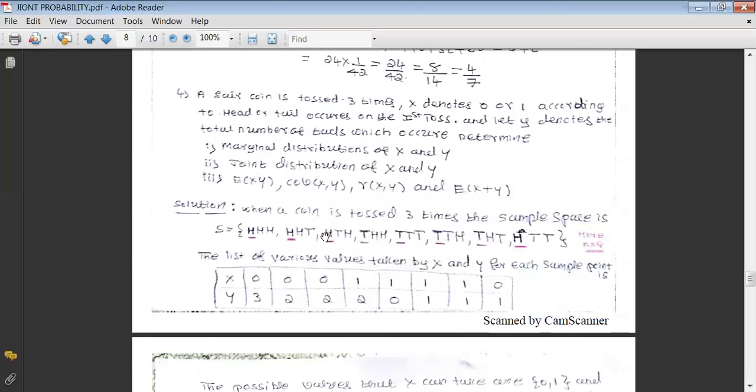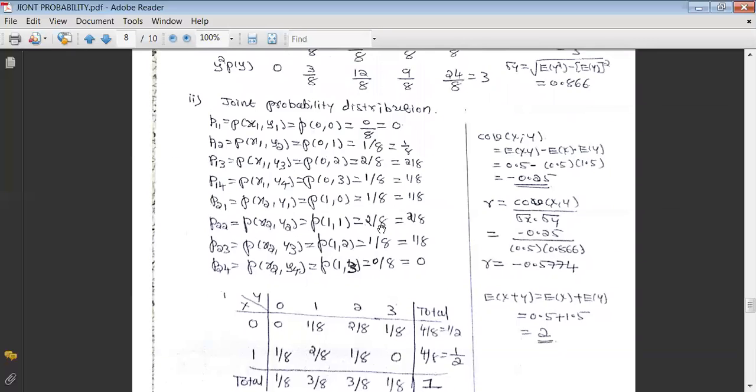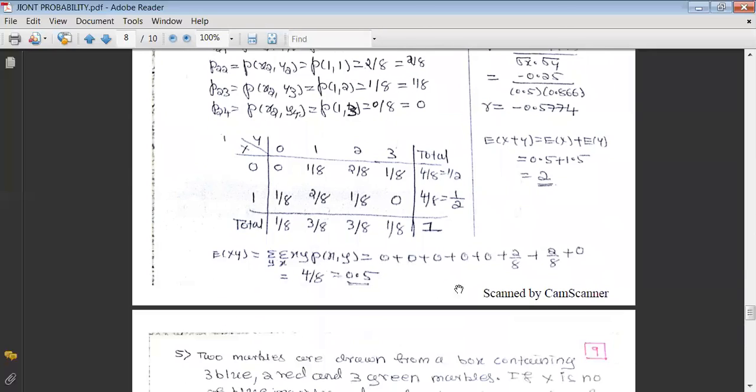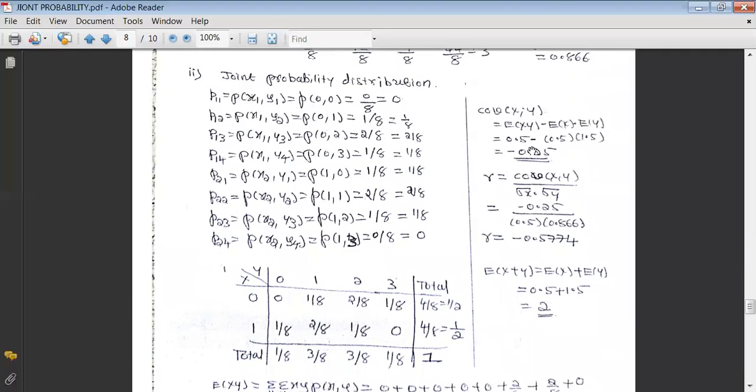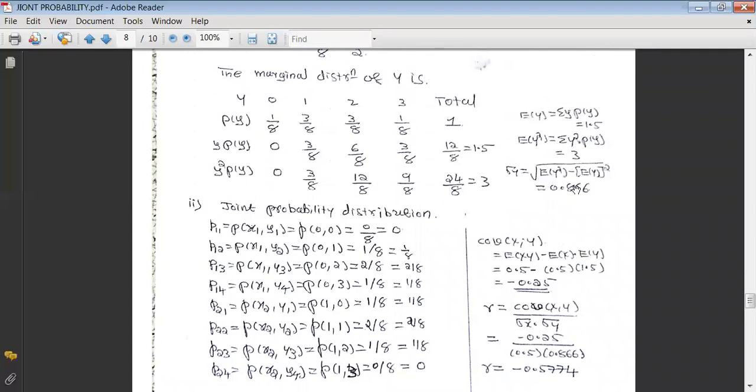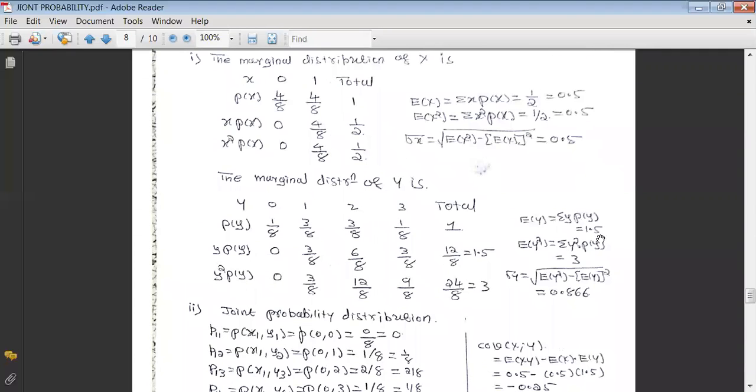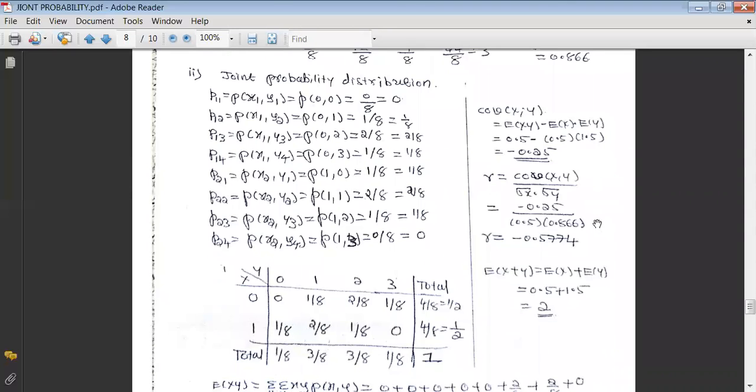Now, once you look at the requirements, we have calculated marginal, we have calculated joint, now we have calculated expected value of xy. Now let us calculate covariance of xy. It is given by expected value of xy minus expected value of x into expected value of y. Expected value of xy just now we have calculated, it is 0.5 minus expected value of x is 0.5, expected value of y is 1.5, and that results in minus 0.25.